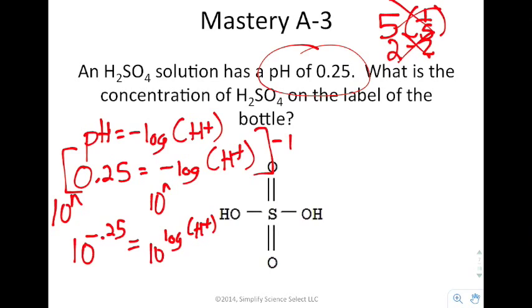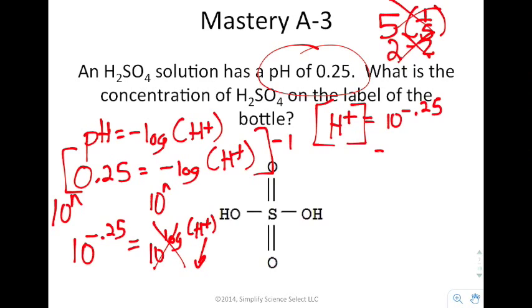Those are opposite functions, so they cancel out. These cancel out as well, and they leave this H+ here. So now you have H+ is equal to 10 to the minus 0.25. And now this is something that you can put in your calculator. When you put it in your calculator, you end up getting a value of about 0.56. That right there is the concentration of the hydronium ions.